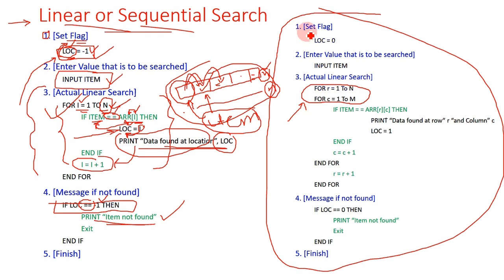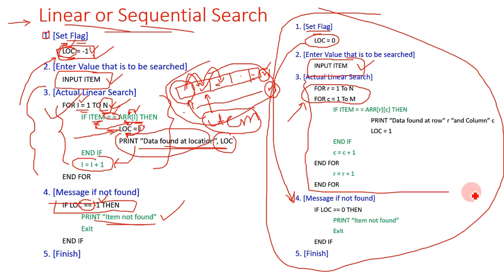Okay, so in the first step, when we want to do a linear search in a two-dimensional array, we will assign a flag LOC to 0, and at the end this LOC will be checked whether it is changed during the algorithm or not. In the second step, we insert the element which we want to search. And in the third step, we do the actual linear search, and in a two-dimensional array, two loops can achieve this.